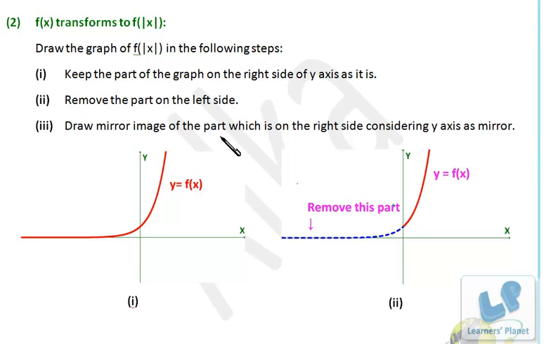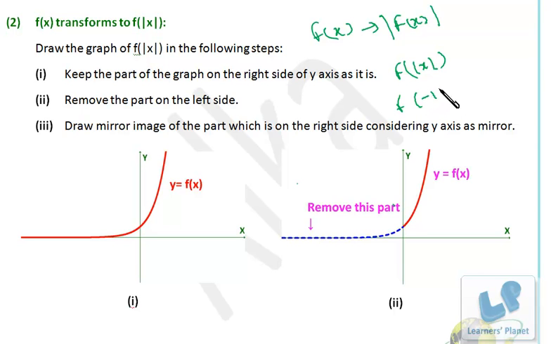Now friends, let's discuss when f(x) transforms to f(|x|). In the previous session we saw modulus of complete f(x). Here we are discussing f of modulus of x, right? So this is the difference, you can make it out. Now what is happening over here? Suppose we have the graph y = f(x). Whether x is positive or negative, because of this modulus, finally it will be converted to positive, right?